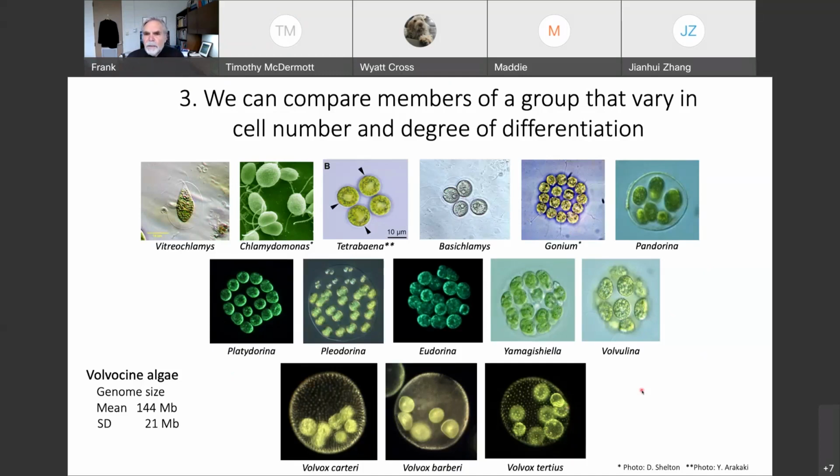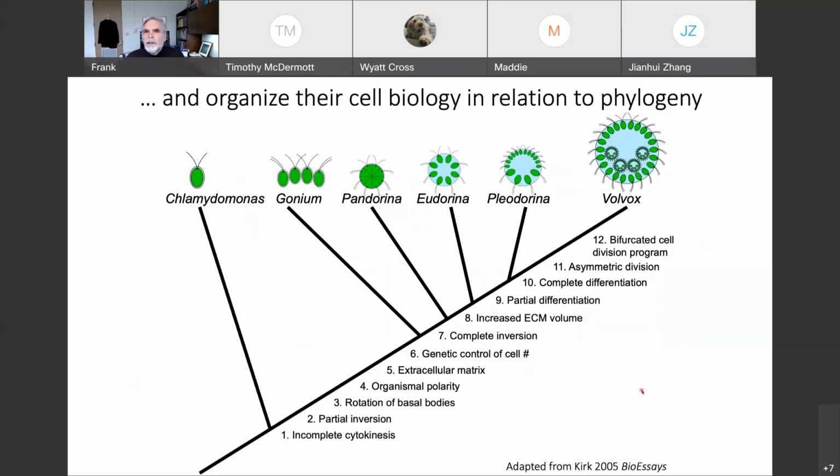So this is rich territory for doing comparative biology, giving rise to ideas like this, adapted from an essay by David Kirk back in 2005, where he did something akin to what Darwin did with the vertebrate and the cephalopod eye. He tried to imagine the discrete steps that would take you from an ancestor that was similar to Chlamydomonas, being unicellular, all the way up to this complex form of Volvox, like Volvox carteri. And he came up with this 12-step program, starting with incomplete cytokinesis, all the way up to complete differentiation and a bifurcated cell division program. So this comparative approach in certain groups of organisms has proved to be very fruitful.